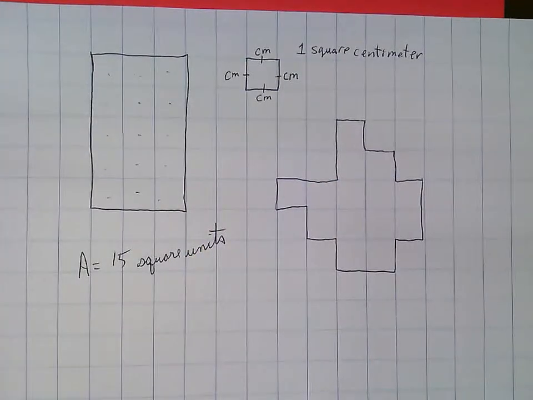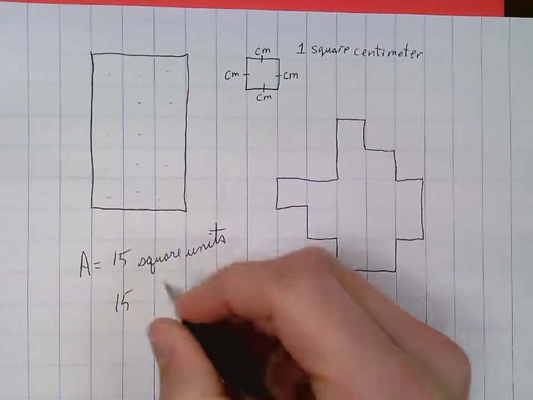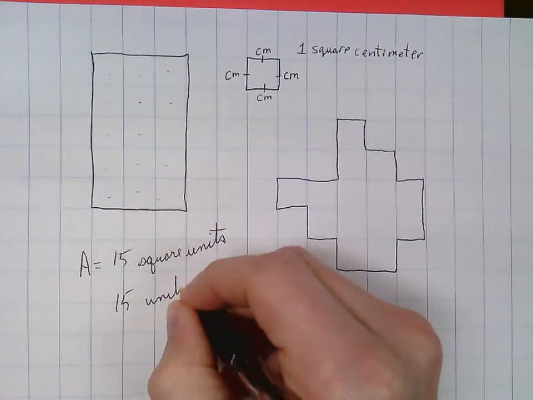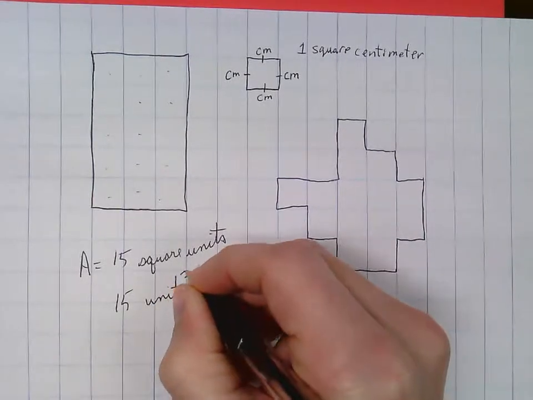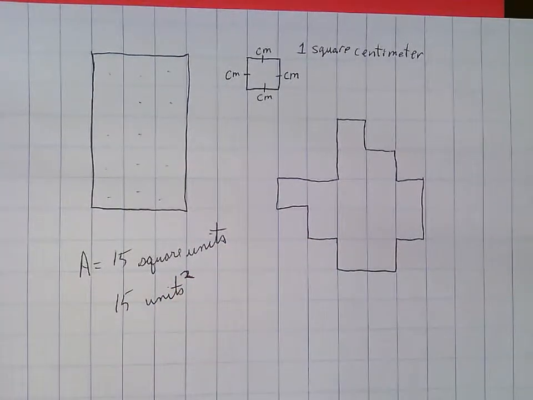Now, I can write square units another way as well. I can write down 15, and I could put units with a little 2 above it, and that means square units as well. But the important thing to remember is that the units for area is always square units.